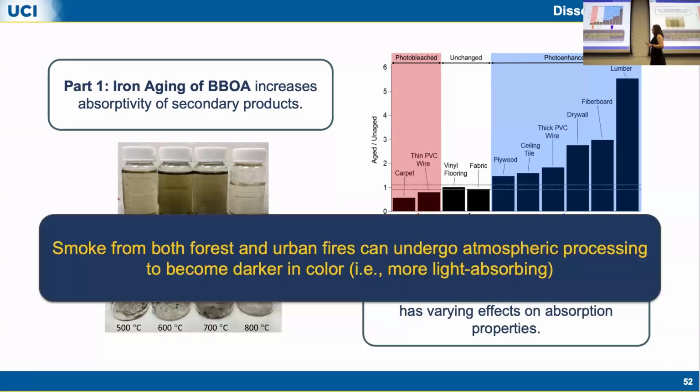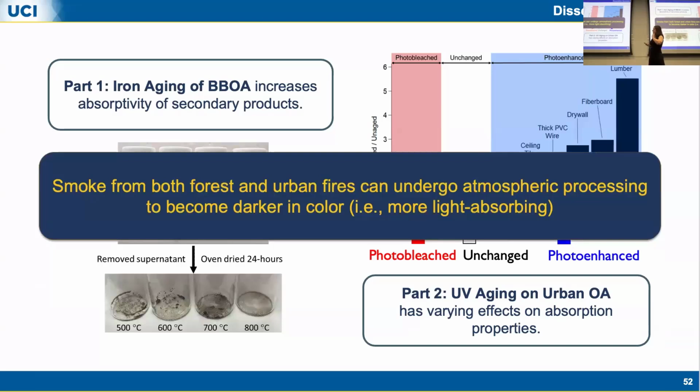So what does this mean in terms of the atmosphere? If I can summarize it in one sentence, it would be that smoke from both forest and urban fires can undergo different atmospheric processing in order to become darker in color. So another thing I'll highlight is that these particles that are formed are also much lower in volatility. So they can either be deposited at the surface via wet or dry deposition, or they can even take place as cloud condensation nuclei to have further effects on climate and precipitation. And so typically, when you have more darker aerosol formed, it has implications for radiative forcing and things.